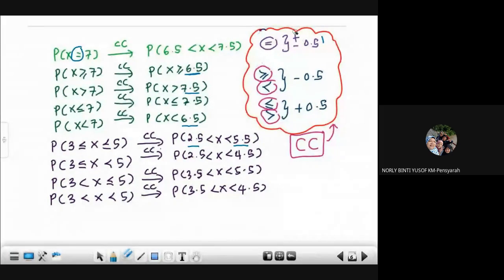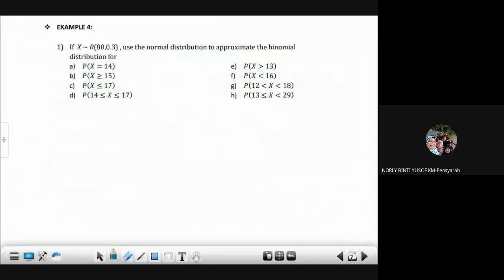Kalau sama dengan, tambah tolak. Kalau simbol dia ada sama dengan, dia akan kontradik lah. Kalau tak ada sama dengan, logically lesser minus, greater plus 0.5. So kita tengok pada example, macam mana kita nak buat continuity correction sebelum kita baca soalan tu penuh.